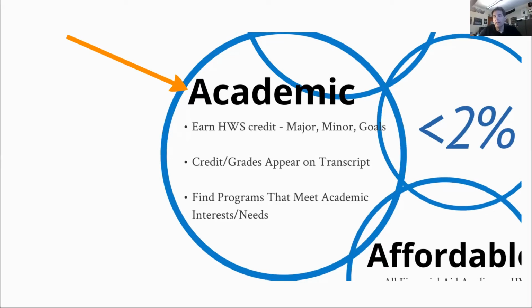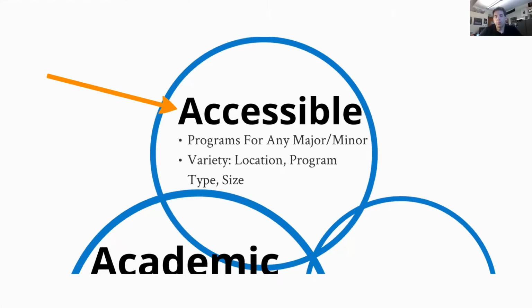Second, these programs are accessible. And what I mean by that is that our program menu, we have about 50 different semester program options, offers something for everyone, regardless of what your major or minor is. We can find programs that will work for you academically. Sometimes there will be a number of different options that you'll have. Also, we've created a menu of programs that has a great deal of variety.